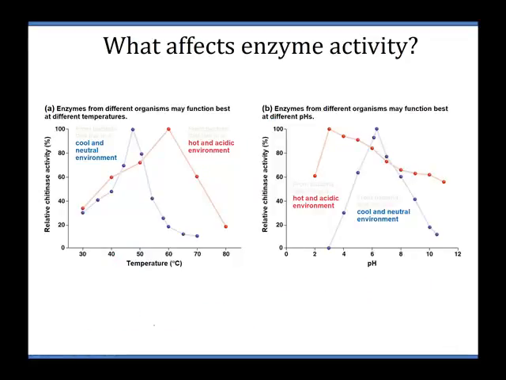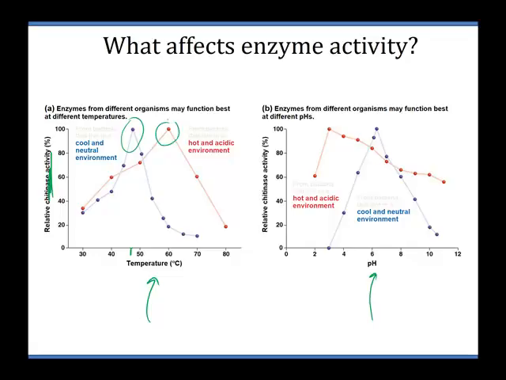Not only are enzymes saturable, they are affected by temperature and pH. So here we actually see enzymes from 2 different organisms. We're looking at the same enzyme in these 2 organisms, called chitinase. This blue line is from a bacteria that lives in a cool environment, and a neutrally charged environment. And we can see that the enzyme's activity peaks right around 47 degrees Celsius, which is still pretty warm.